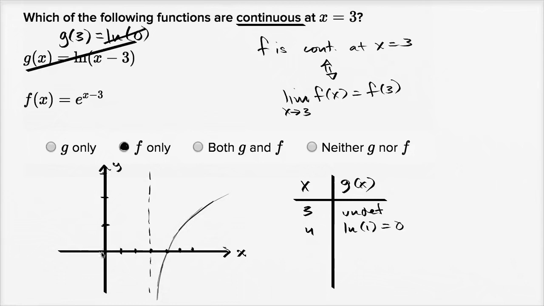It's not even defined to the left of 3. Now f of x is a little bit more straightforward. f of 3 is going to be e to the 3 minus 3, or e to the 0. So it's going to be 1. So it's going to look something like this. It's going to look something like that. There's no jumps. There's no gaps. It is going to be continuous at, frankly, all real numbers. So for sure, it's going to be continuous at 3.